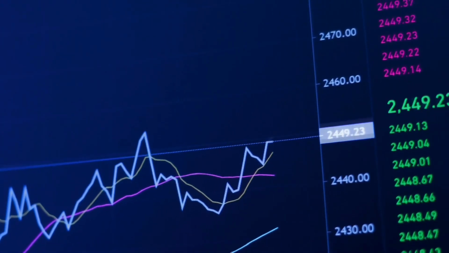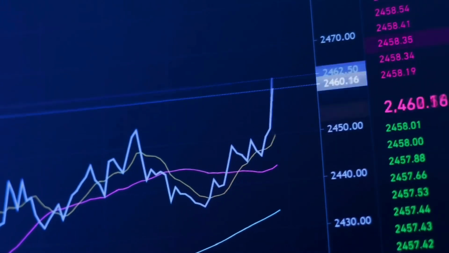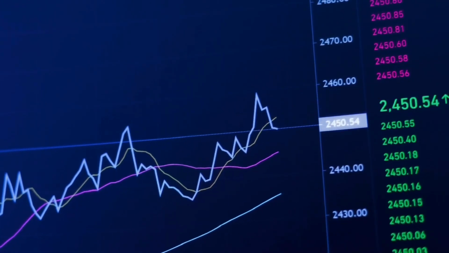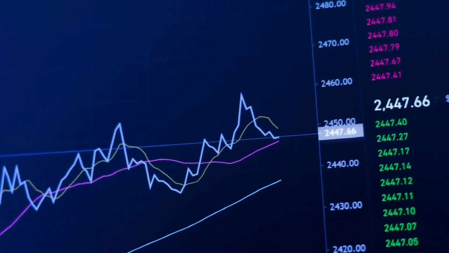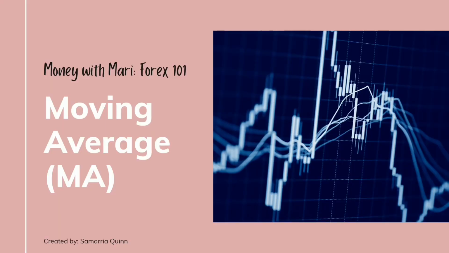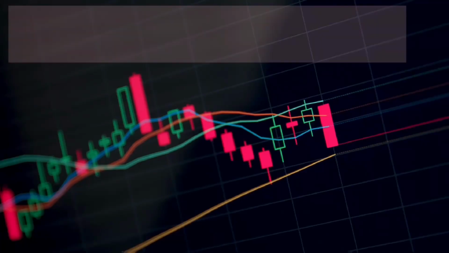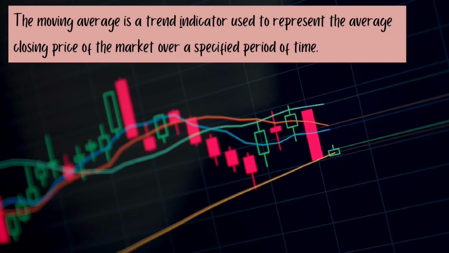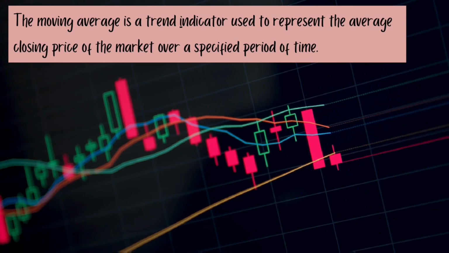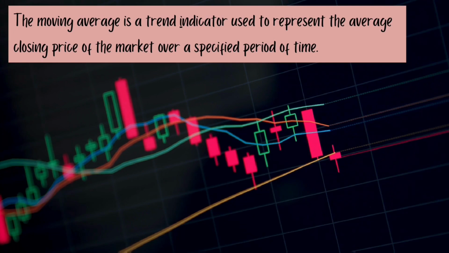Now it's time to discuss one of the most popular trend indicators known to man. Let's jump straight into the moving average. The moving average is a trend indicator used to represent the average closing price of the market over a specified period of time. It's based on past prices and discloses the trend direction of the market. It can also be thought of as a moving support and resistance level.